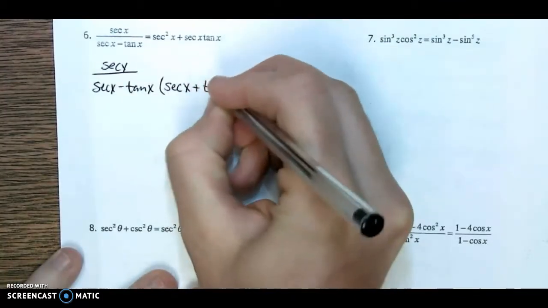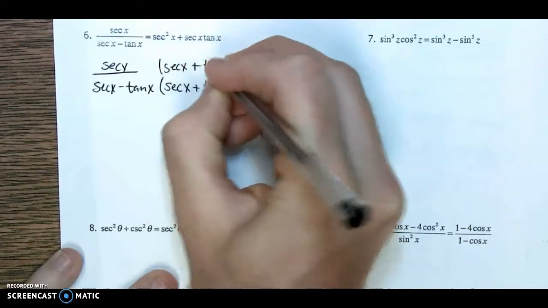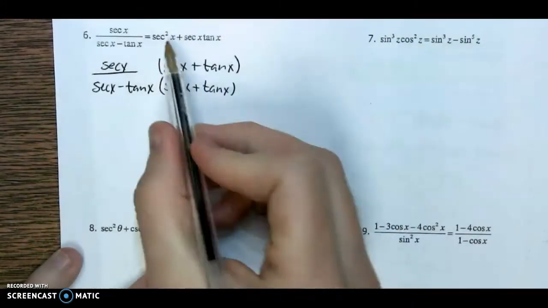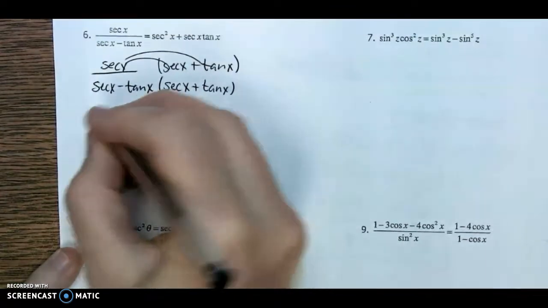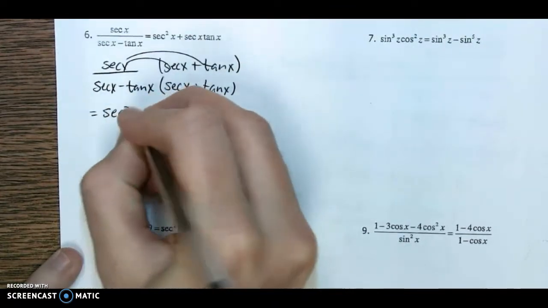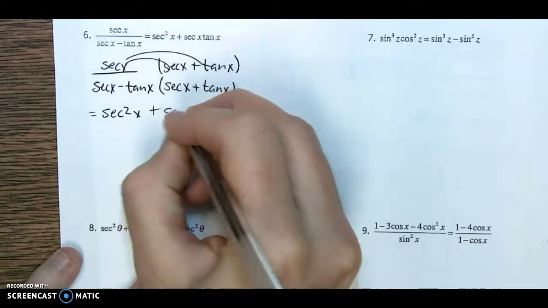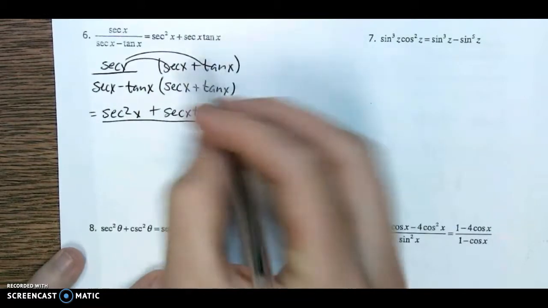So we'll do secant plus tangent. We're just changing the sign in the middle for the conjugate. We need to do that to top and bottom. And then what happens is, since I want secant squared, I'm going to go ahead and distribute secant on top. So that gives me secant squared plus secant tangent, which is what we want. However, on the bottom, we're still going to have to get rid of these.